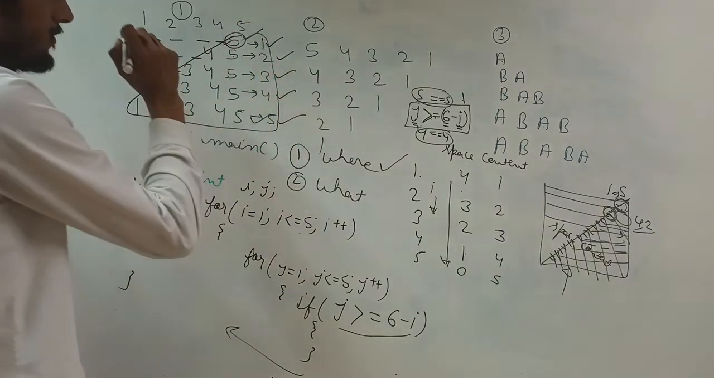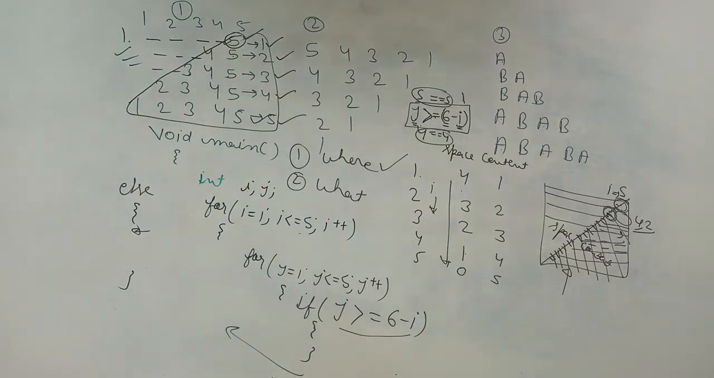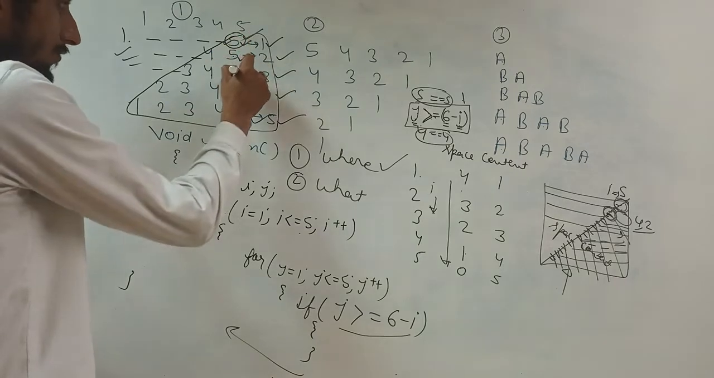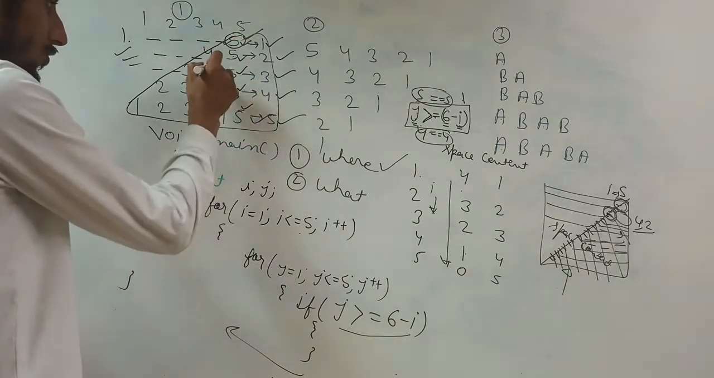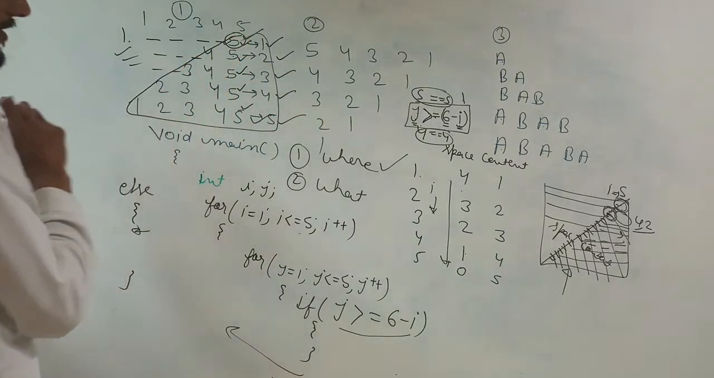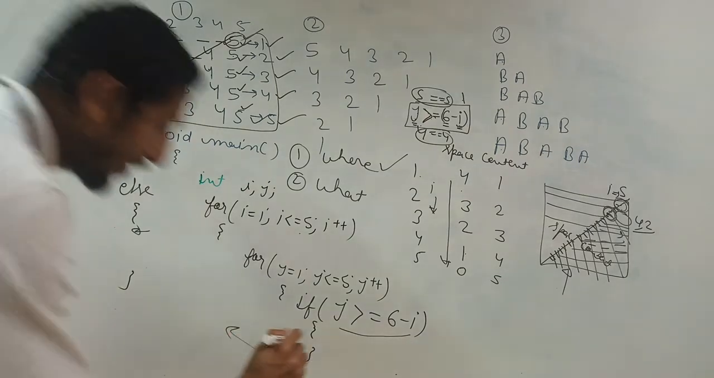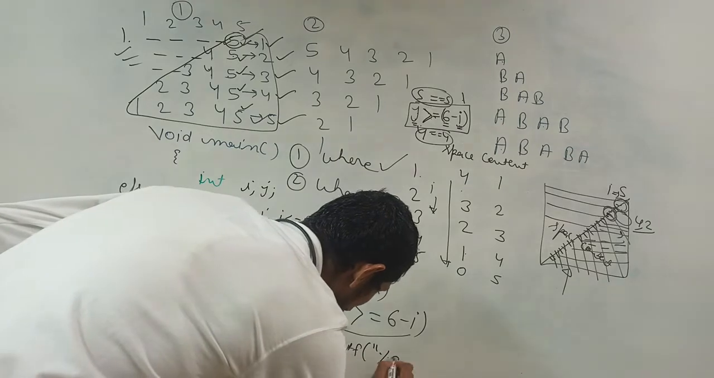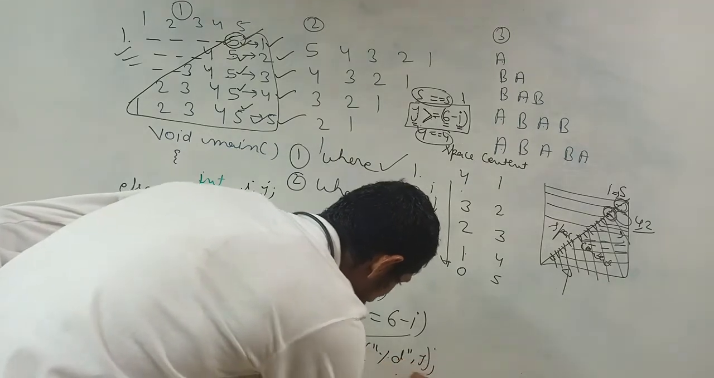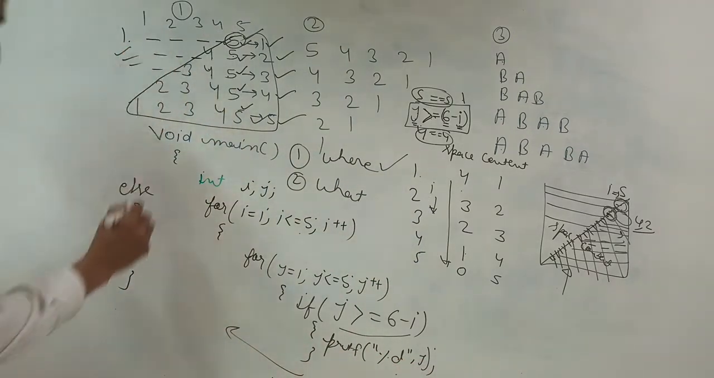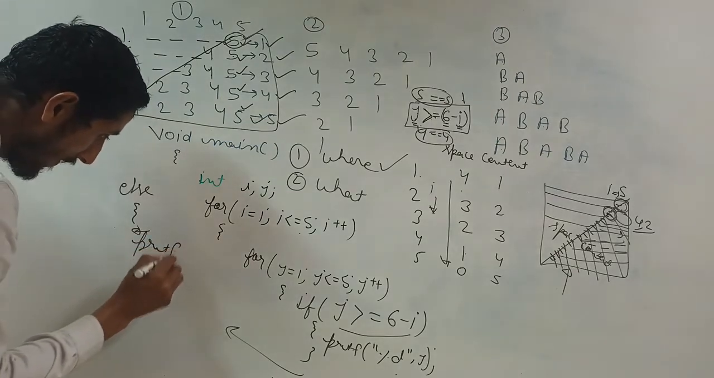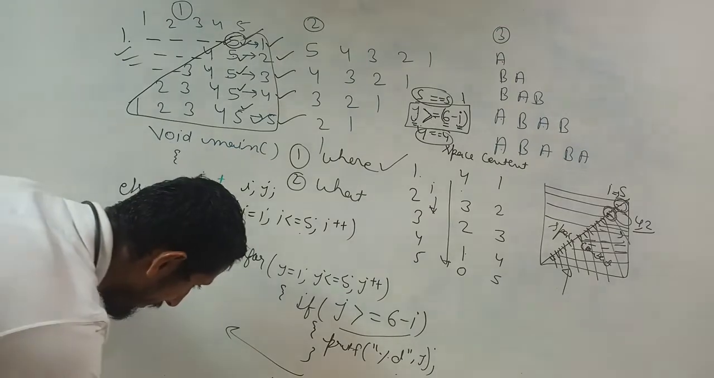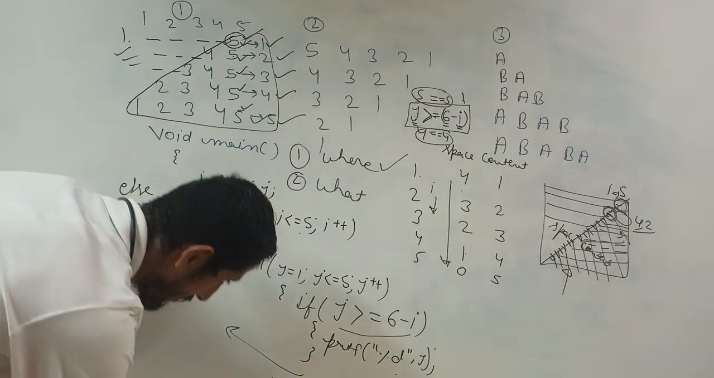So what is the value of j? Here the value of j is 5, 5, 5, 5, 5, and here 4, 4, 4, like this. So this is the value of j. So directly you can print %d and j, and then a space. Let me print a space, and in the next line, let me put \n.